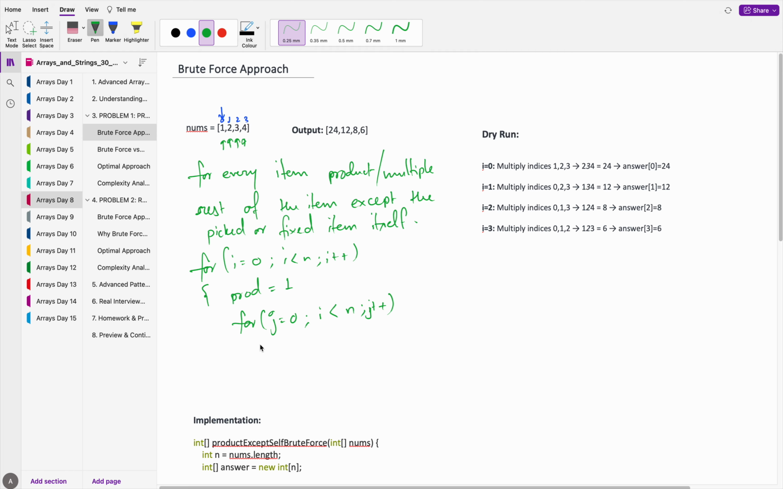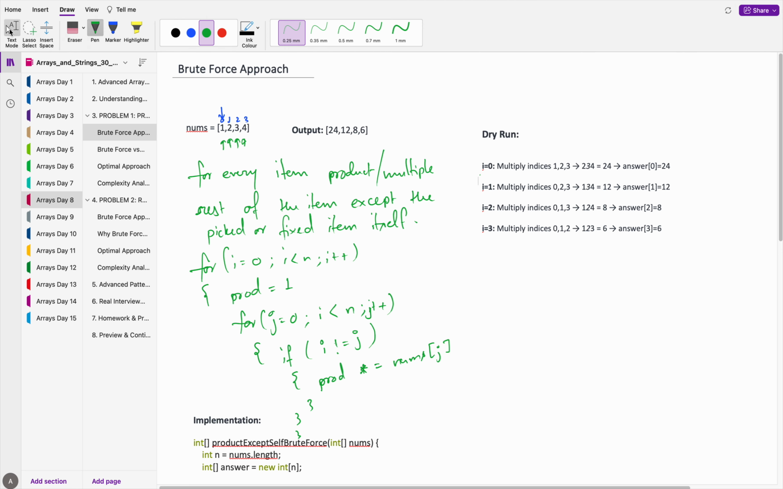J plus plus and then here what it will do if I is not equal to j. Okay. I j के equal नहीं होना चाहिए. Then what it will do? Product multiplication equals to nums j. That's what we are gonna do. That's how we'll get the product of the multiplication. Here also you can see I equals to 0 multiply indices 1, 2, 3. So items are 2, 3, 4. If I multiply them, so it will become 24. है ना? That's how it is gonna be.